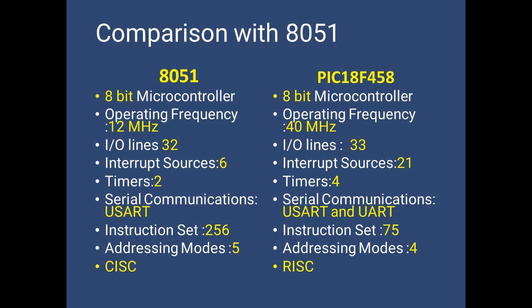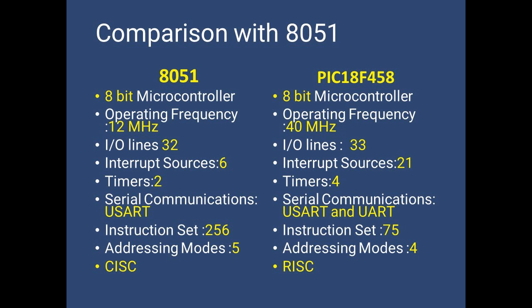In the case of 8051, its maximum operating frequency is 12 MHz, whereas in the PIC 18 series, the operating frequency can be 14 MHz. As the frequency increases, the number of instructions executed within a second also increases, so its unit is million instructions per second. If you look at the IO lines, in 8051 there are 32, whereas in PIC 18 we have 33 lines.